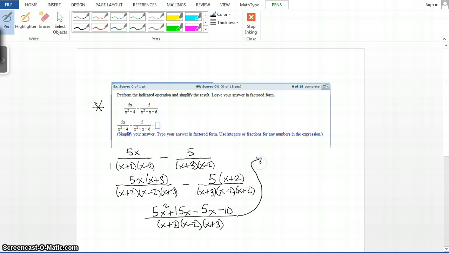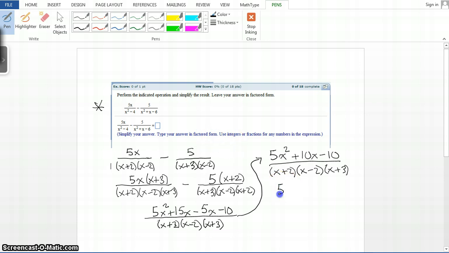Alright, let's clean up the numerator by combining like terms. 5x squared, that's actually a plus 10x and a minus 10 over that denominator. You want to leave this denominator in factored form because we also need to factor that numerator too. It says make sure to type your answer in factored form.